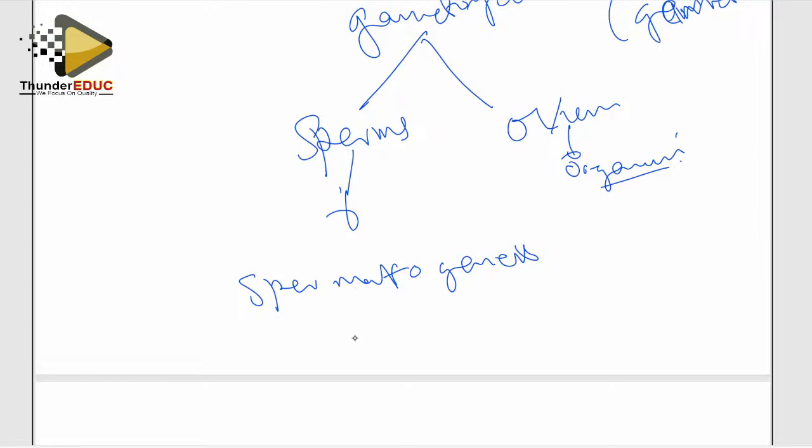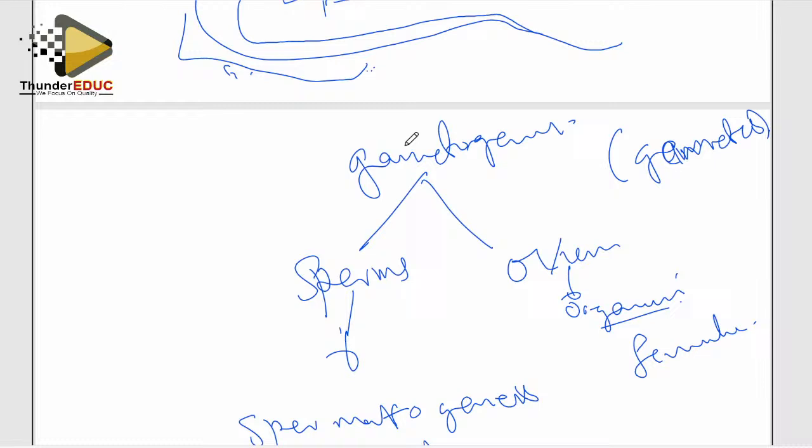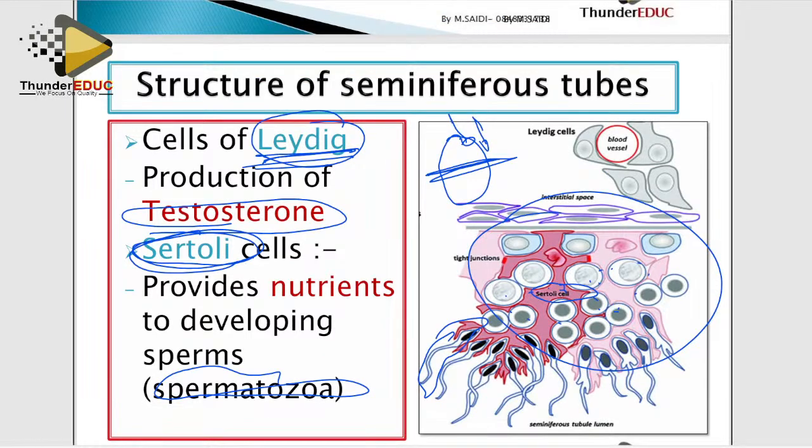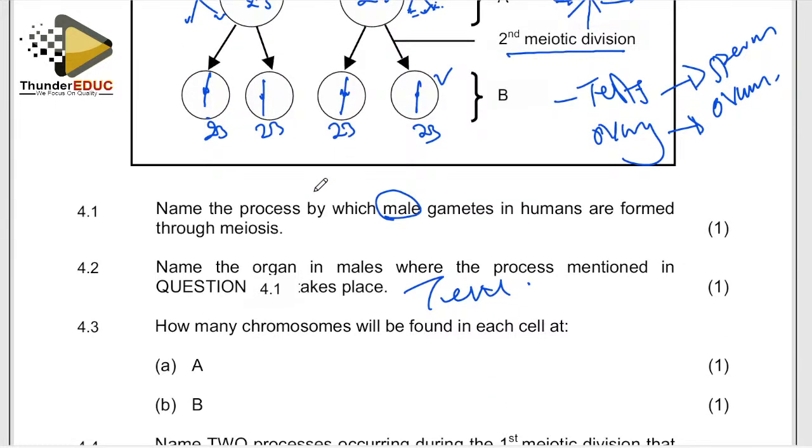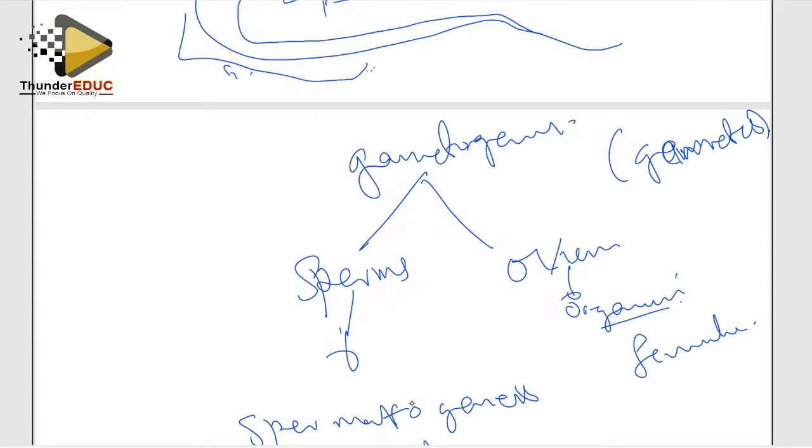We know that this is in male, and this is in female. So I come back to check the question: name the organ in male where the process mentioned above occurs. We say it is testis. Then, name the process by which male gametes are formed. When you look at the male gametes, it is spermatogenesis.